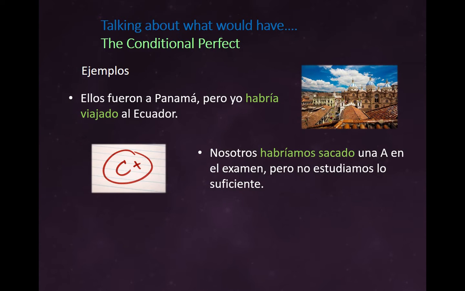Nosotros habríamos sacado una A en el examen, pero no estudiamos lo suficiente. So what happened in this case? Well, it says we would have gotten an A on the exam, but we didn't study enough. Sacar is the verb to take out, but it's also the word we use in Spanish for to get when you're referring to a grade. So nosotros habríamos sacado. We would have gotten an A. Habríamos sacado. So you can see there's a situation that didn't come out the way we wanted to, and that's often how we use the conditional perfect.